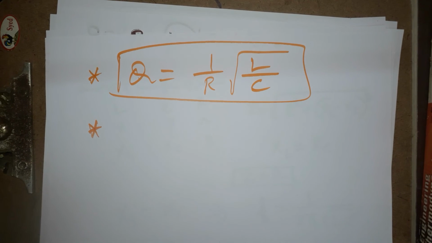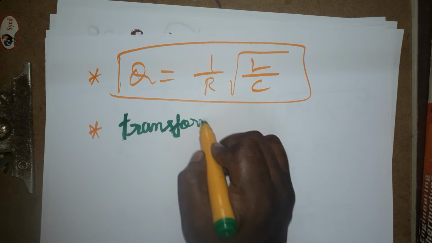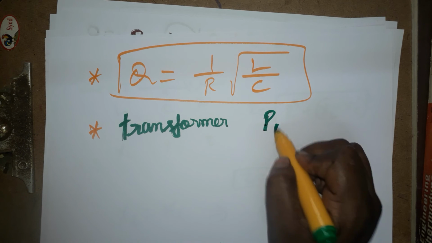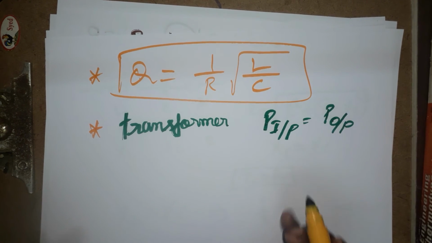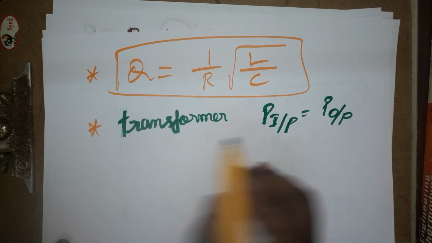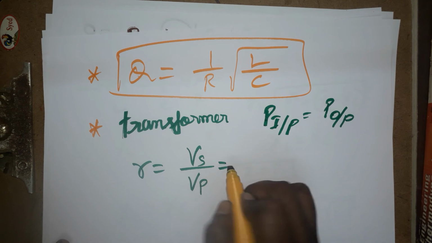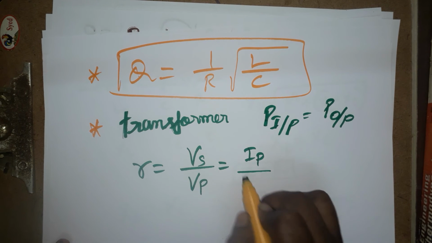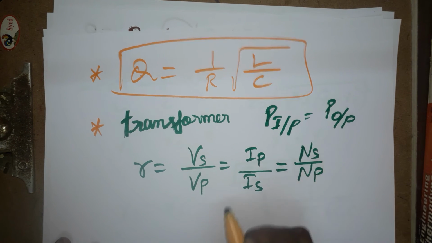The next one, I am going to explain the transformer formula. First we need to know what an ideal transformer is. An ideal transformer has power input equal to power output. Definitely this is not going to happen because of the energy loss. So the ratio formula for the transformer: voltage in secondary divided by voltage in primary, equals current in primary divided by current in secondary, equals number of turns in secondary divided by number of turns in primary.